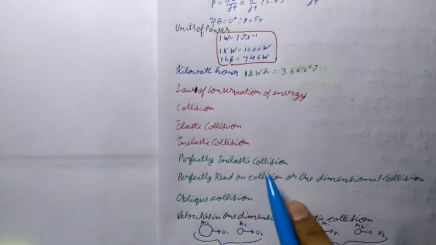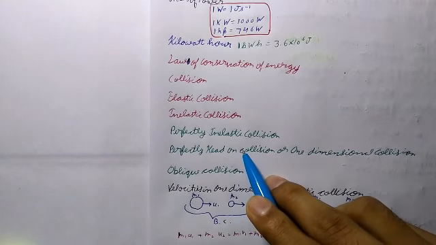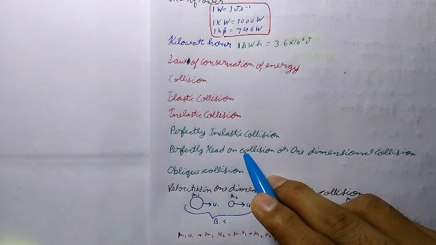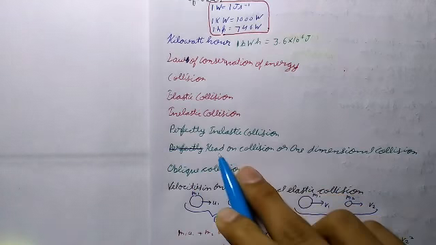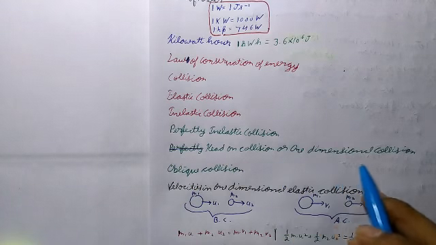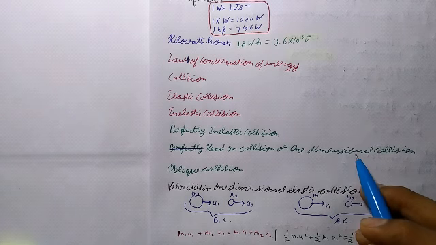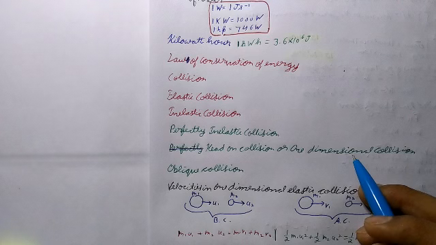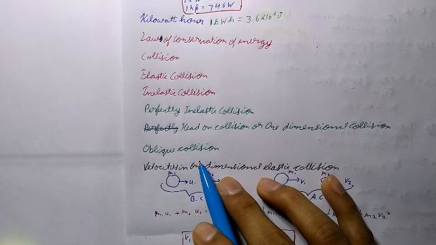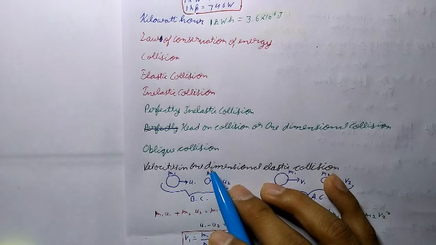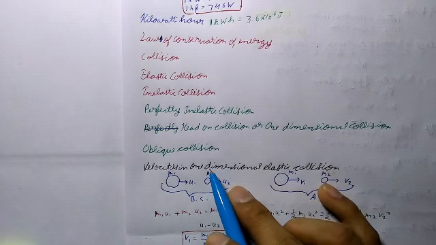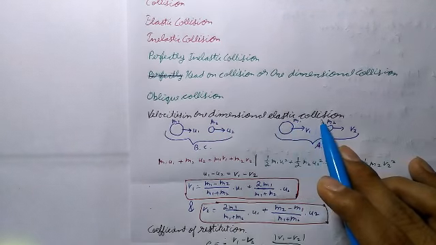Now, perfectly inelastic collision. It is the collision in which two bodies stick together after the collision. Now, this is head-on collision or one-dimensional collision. It is a collision in which the colliding bodies move along the same straight line path before and after the collision. Now, oblique collision. If the two bodies do not move along the same straight line path before and after the collision, it is said to be oblique collision. Now, velocity in one-dimensional elastic collision.